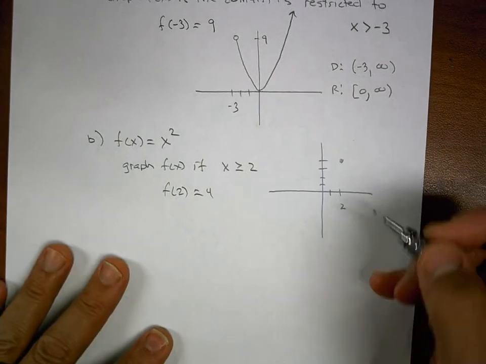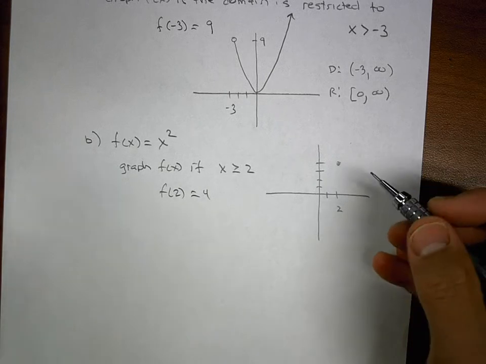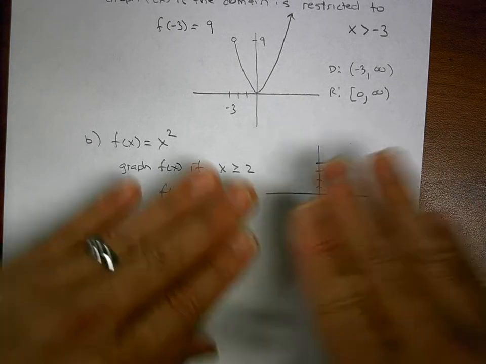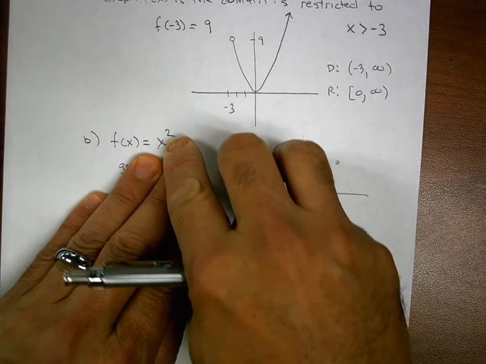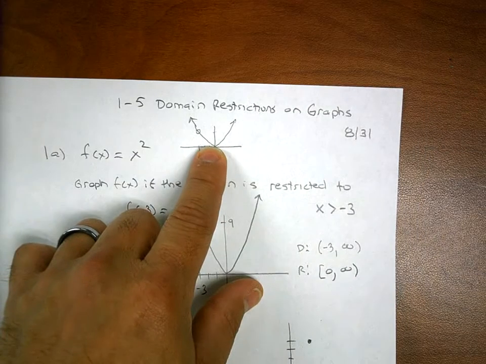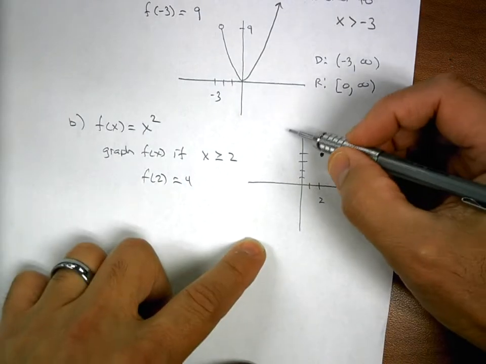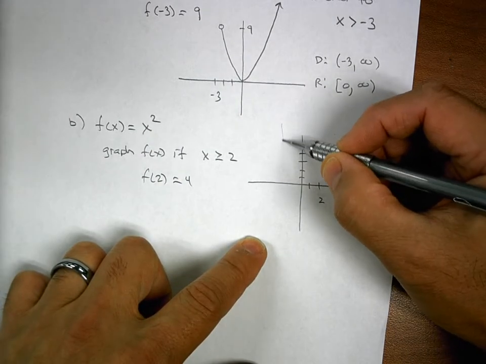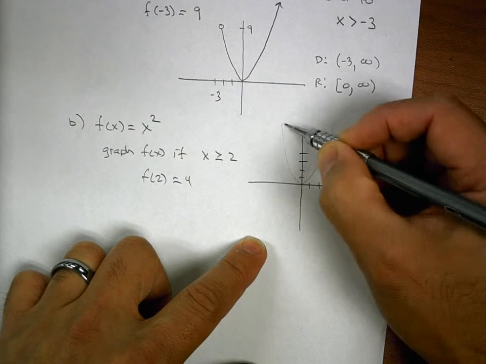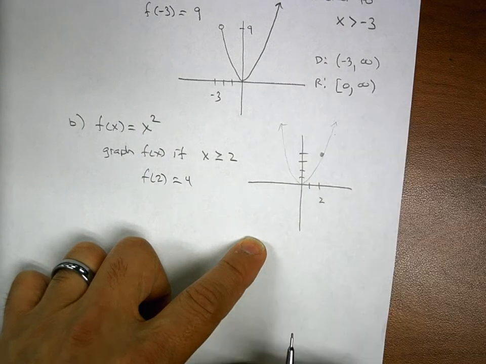One way you could do this, and it's perfectly fine to do it every single time or just the first few times, is to forget this and just graph the entire thing. I'm going to do this lightly. This is our parabola. Every single one of us can graph this thing. So there's our entire parabola.